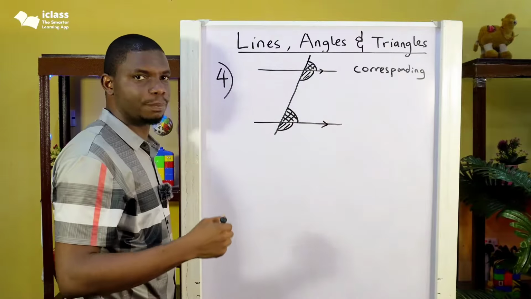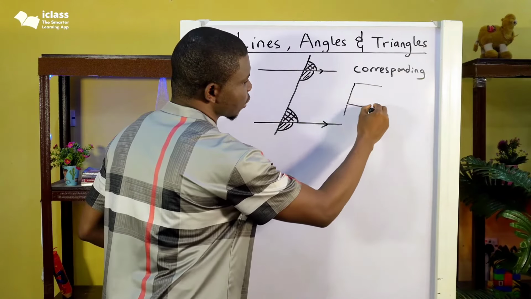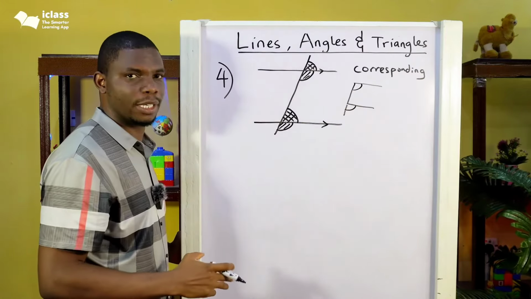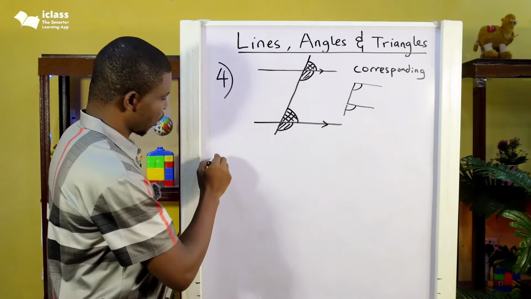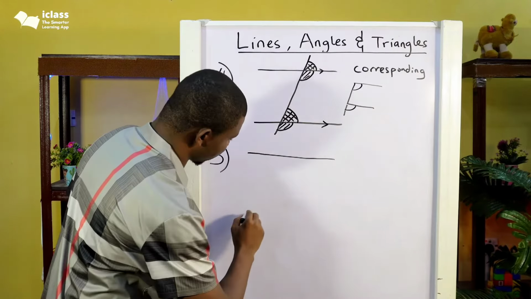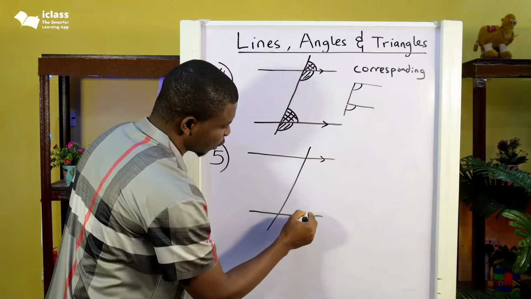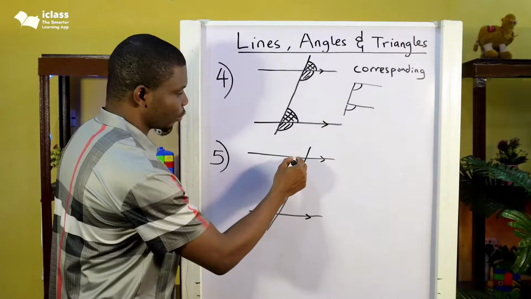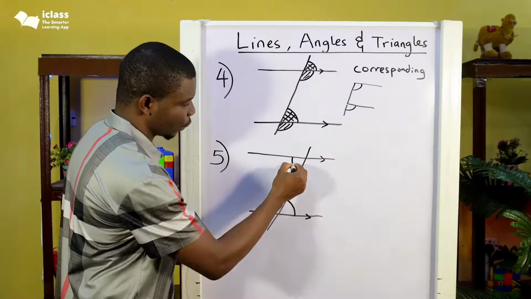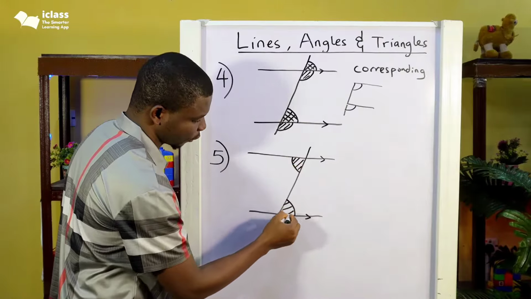Another name we call corresponding angles is F angles. If you look closely, you'll see that we have something like an F shape from this angle. So we normally call them F angles. Still on angles on parallel lines, if I have two parallel lines again, and then a transversal, we form another type of angle that we call alternate angles. So this and these are alternate angles and they are equal.